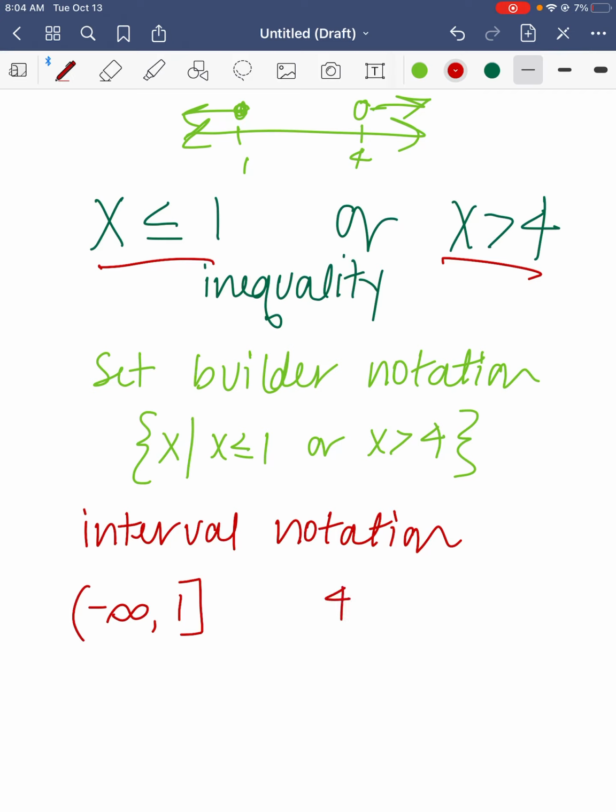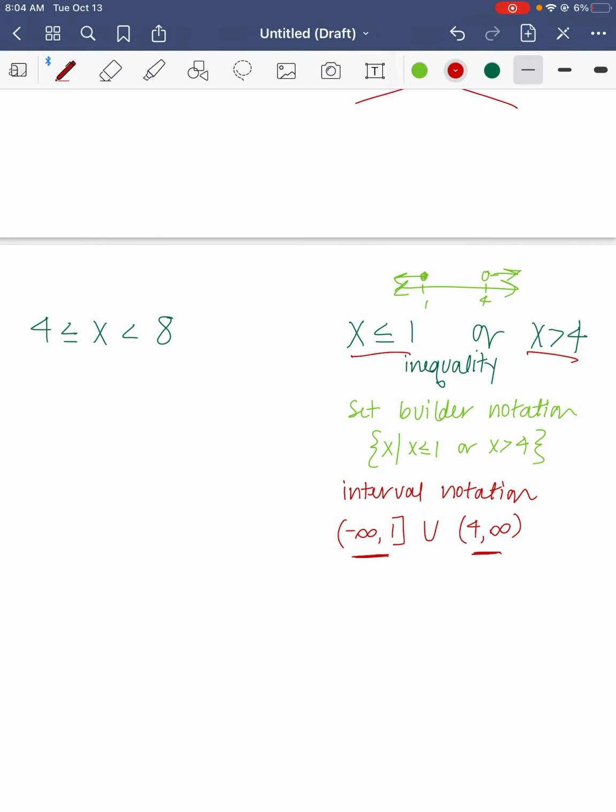X is greater than 4, so our lower bound is 4. We go to +infinity, and we have parentheses over both of these because neither is included. And then we put in here this union symbol, okay? So we're saying x can be any of these numbers, or it can be any of these numbers, okay? So that is interval notation for this type of OR inequality.